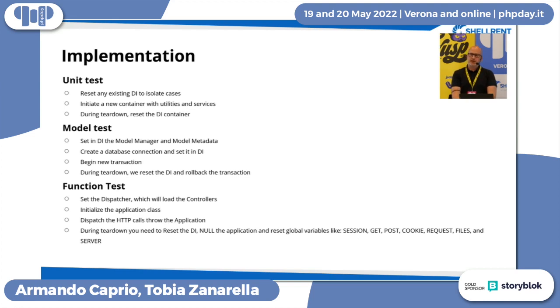On teardown, we reset the DI, we null the application, and reset all the session variables, such as GET, POST, etc. We implemented each different test functionality in a different trait, which is used in a class that extends PHPUnit TestCase. Then the model test extends unit one, and the function test extends the model test. So each step is built on the previous one, and at the end we have a fully functional application to test, but only initializing inside the DI the minimum services that we need in each test case.